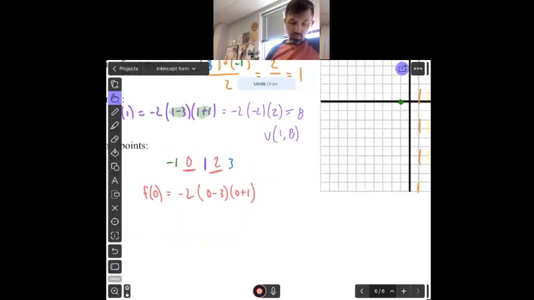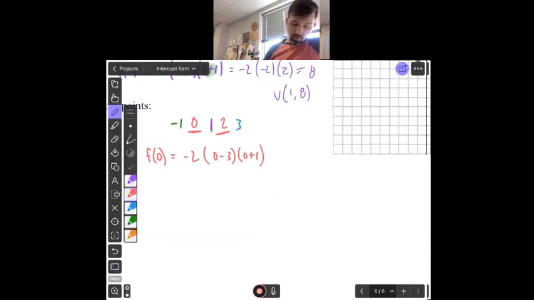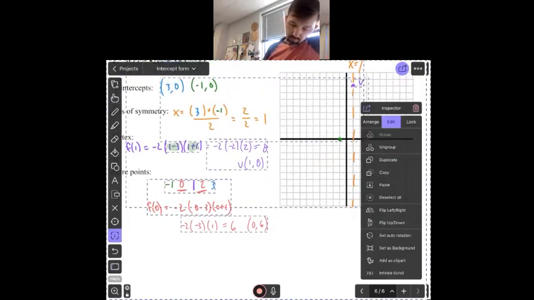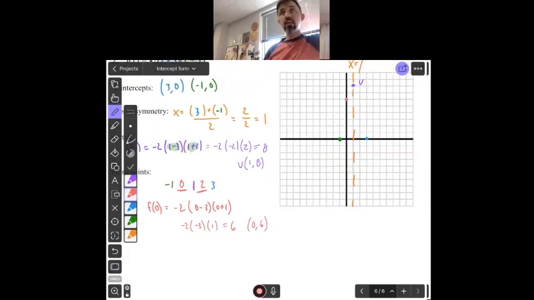Again, this one's pretty easy. -2, 0 minus 3 is -3, 0 plus 1 is 1, -2 times 3 is 6. Okay? So 0, 6. Flip it over to the other side. Does it look like a parabola? Right? If I go to connect it, does it look like a parabola? Okay. It's not bending, it's not a V, it's definitely not a straight line.